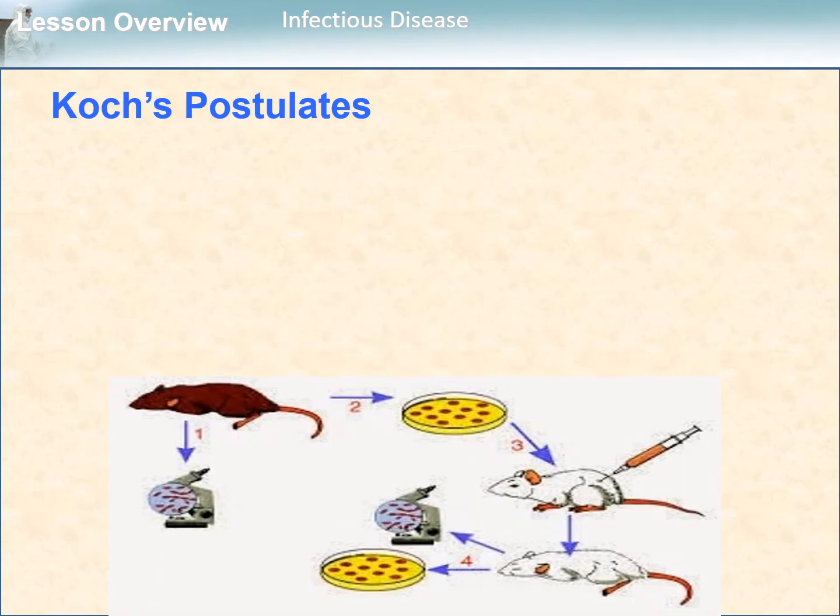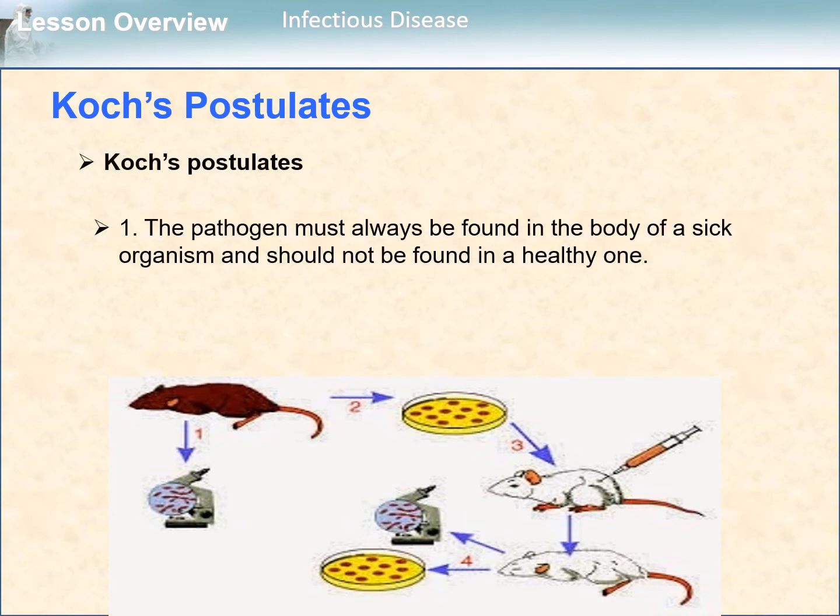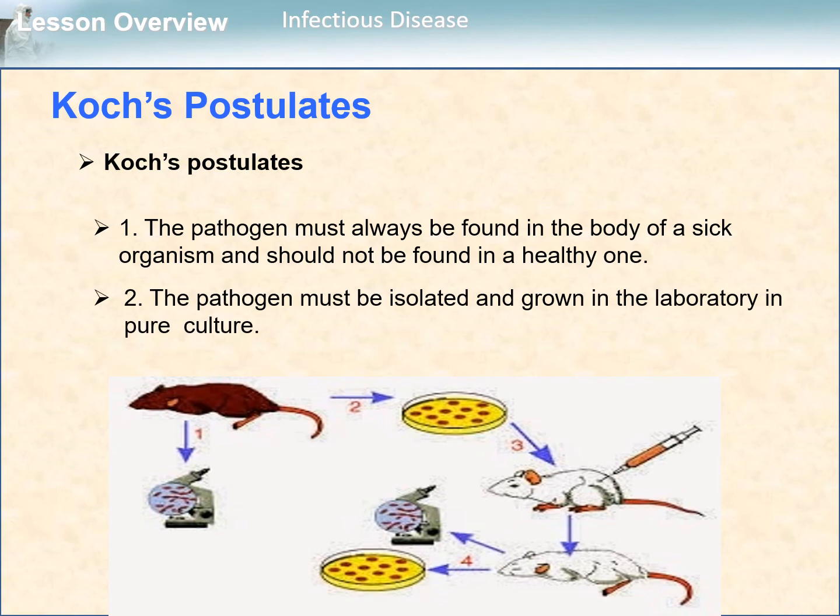So let us now move on to Koch's postulates, or the rules that Robert Koch developed during his studies of bacteria for identifying the microorganisms that cause a specific disease. Rule number one: the pathogen, in this case the bacteria, must always be found in the body of a sick organism. In the figure, the organism used here is a mouse, and the pathogen should not be found in a healthy one. Second rule: the pathogen must be isolated and grown in the laboratory in pure culture.